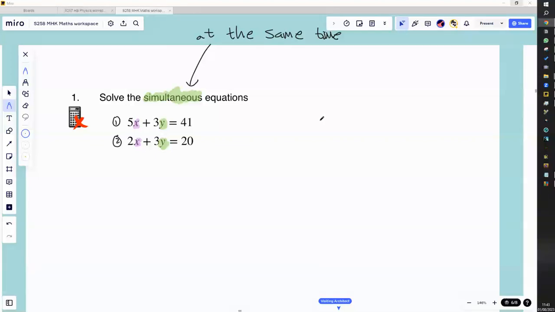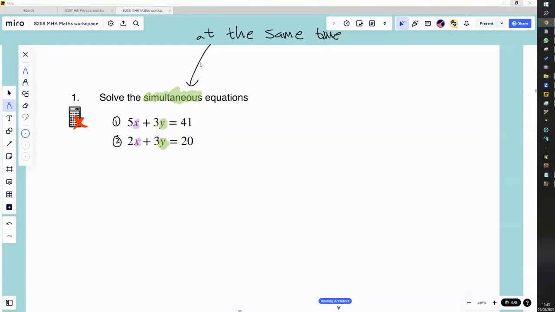Okay, so simultaneous equations. Basically, we have two equations. Equation 1: 5x plus 3y is equal to 41. Equation 2: 2x plus 3y is equal to 20. Now, either of these two equations, if they were just on their own, we would not be able to solve them because we have two variables, two unknown values. But because we've got two of them, we may be able to solve it.